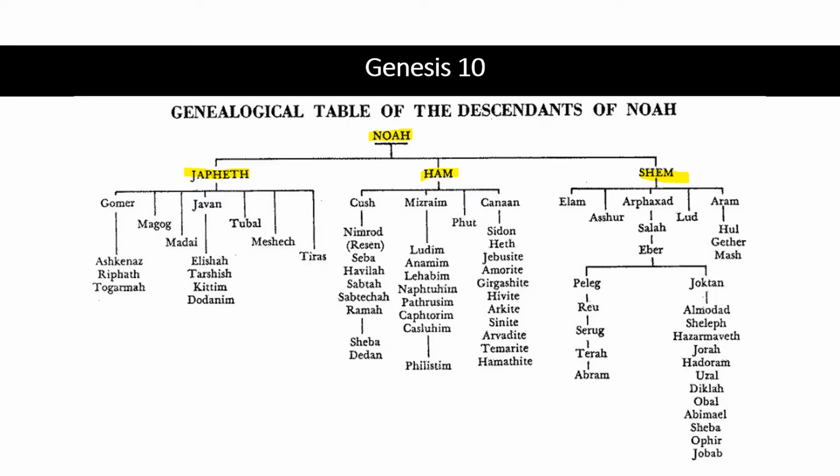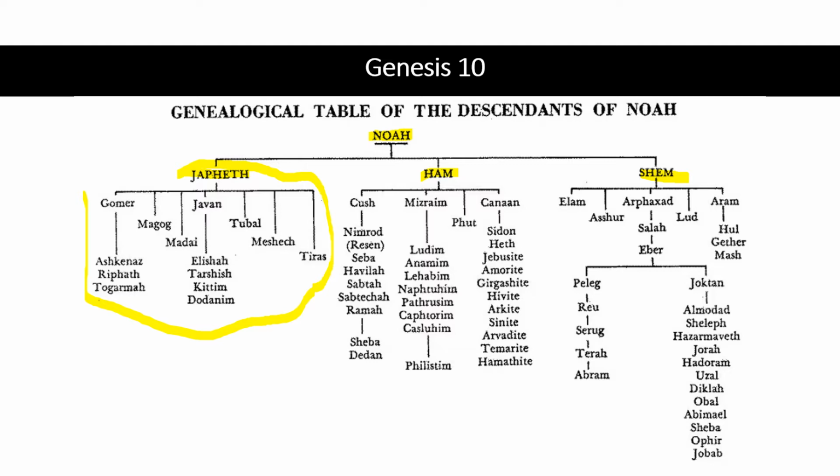Magog, Madai, Javan, I can't even pronounce their names, so I'm not even gonna try. So these are the family of Japheth. Let's just say that all these people are family of Japheth. Okay, and the first ones are the children of Japheth, and then the ones underneath them are the grandchildren. Okay, the same for Ham.